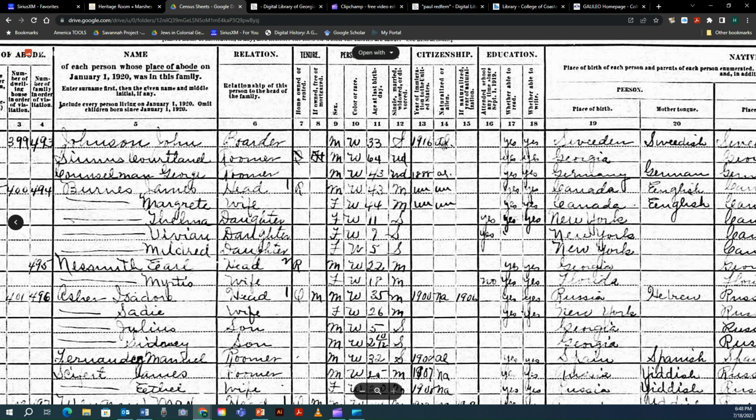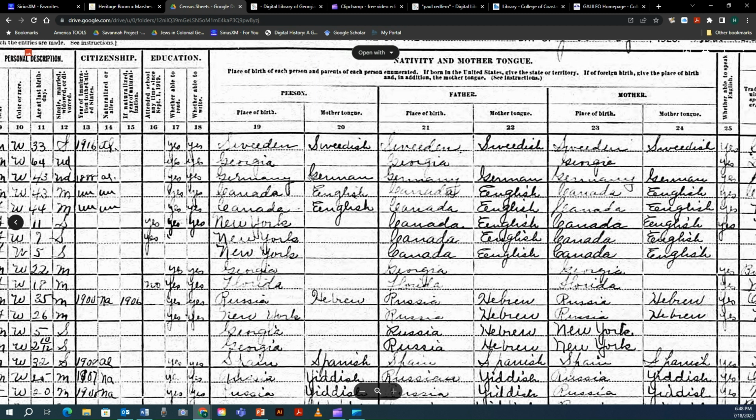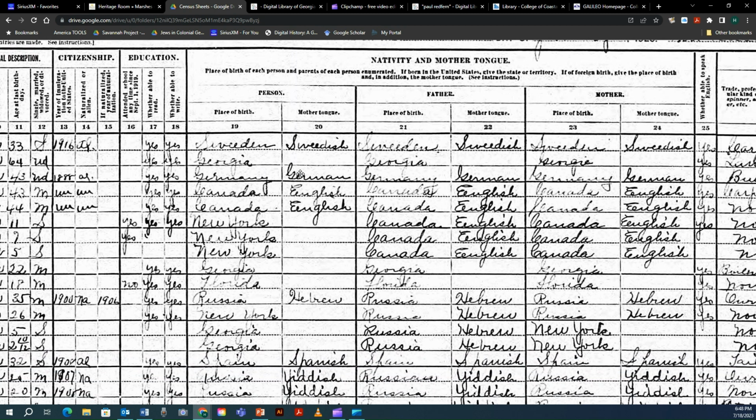And then we get into the really detailed stuff: the sex of the person, their color or race. Are they white? Are they black? Their age as of their last birthday. So we get to see the demographic information of the home. Are you a citizen? If so, when did you come to the United States? If you're an immigrant, when did you come to the United States? Are you naturalized? Education. Can you read? Can you write? Then we even have, again, stuff that we really want to know more about, moving to the right here: the person, their place of birth, and the language they speak.